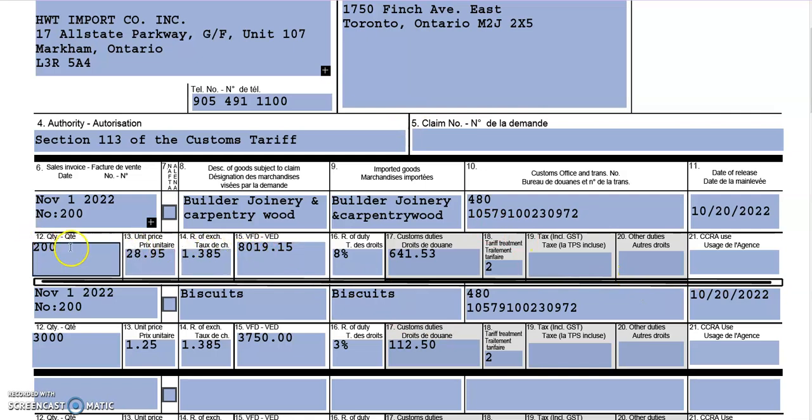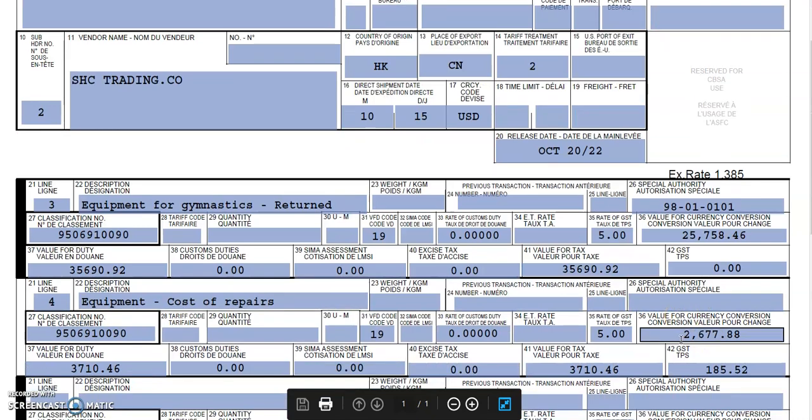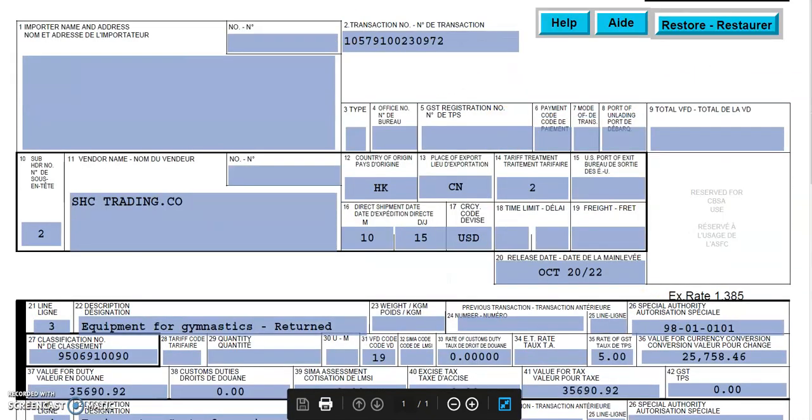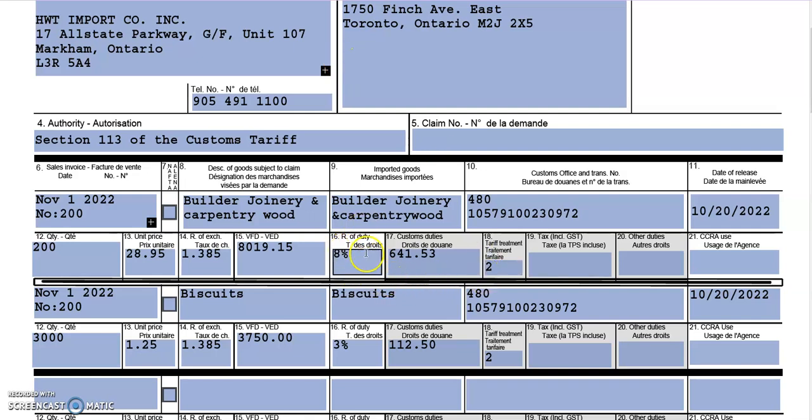So the quantity times the unit price times the rate of exchange gives a value for duty of $8,019.15. So 200 times 28.95 times the exchange rate gives us $8,019.15. The rate of customs duty I believe to be 8%, but I could be wrong. You need to check that because you only gave me the second page of the B3. So I looked up in the customs tariff what the HS number would be for builder's joinery, carpentry wood, and it said the duty rate is 8%. If 8% is wrong, you need to change this.